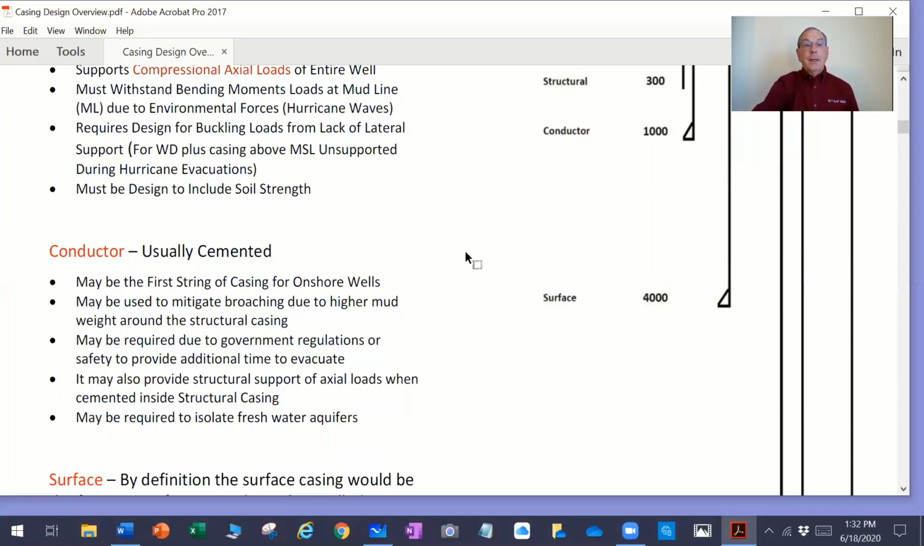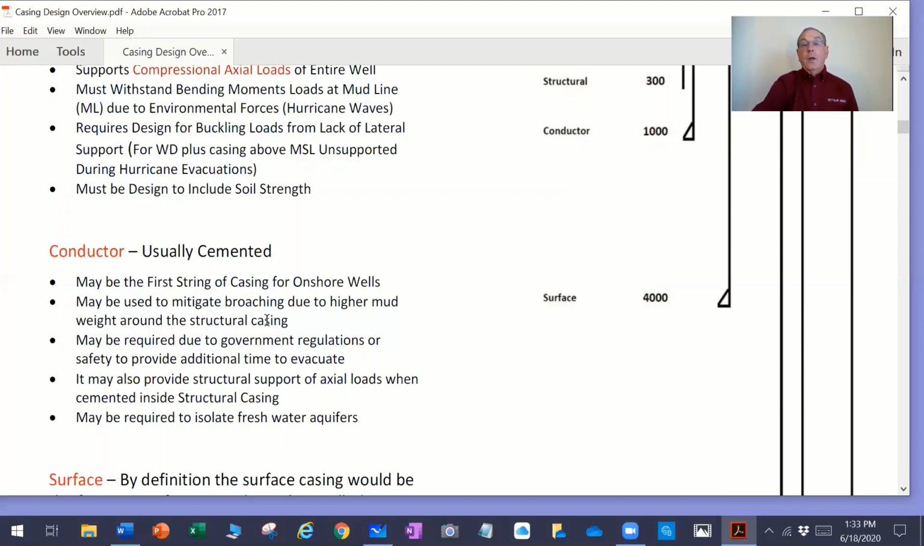Normally, conductor casing is usually cemented, almost always, and it could be the first string of casing for onshore wells. So sometimes we will use the term conductor casing on a land rig operation. In reality, that conductor pipe is also serving as the structural pipe. So it's kind of a dual role, serving as the conductor pipe for establishing mud circulation, and it is also serving to support all the axial loads of the well. It also may be set and used to mitigate broaching due to a higher mud weight around the structural casing.